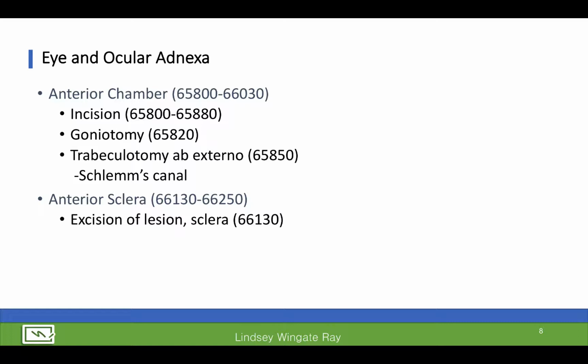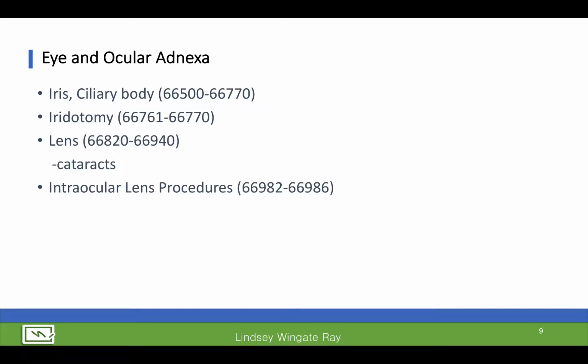The anterior sclera section 66130 through 66250 is divided into excision, aqueous shunt, and repair or revision. It begins with excision of lesion, sclera 66130, and most of the procedures aim at correcting pressure problems in the eye. Turn to the iris and ciliary body section 66500 through 66770. It is grouped by incision, excision, repair, and destruction. Ciliary bodies are important suspensory ligaments of the lens. As explained, the lens is soft and changes in tension of the ciliary bodies.